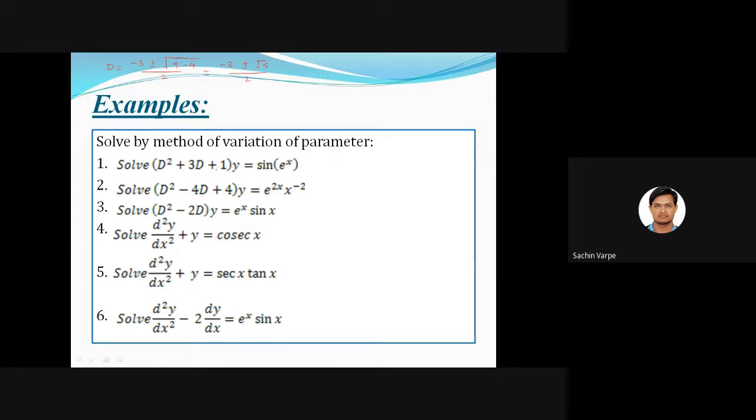Actually, there is some printing mistake, because while finding the particular integral by the method of variation of parameter, it will be getting critical actually. So I'll have to check the question.